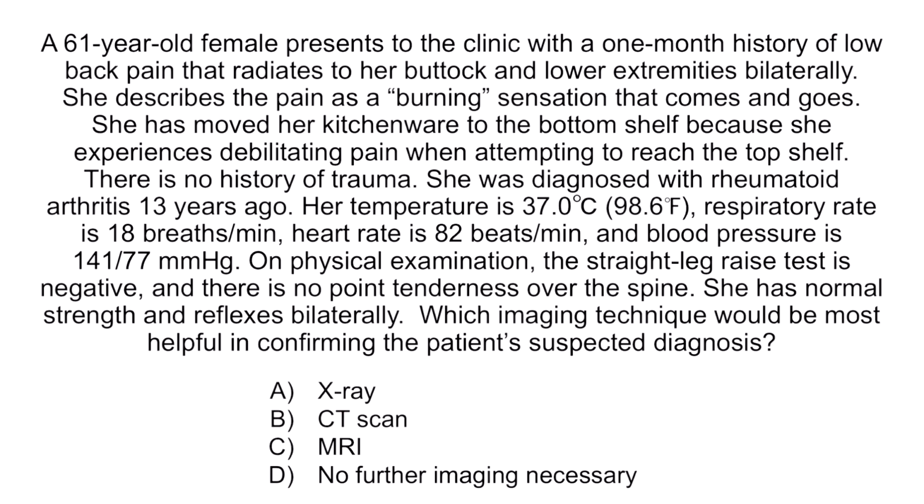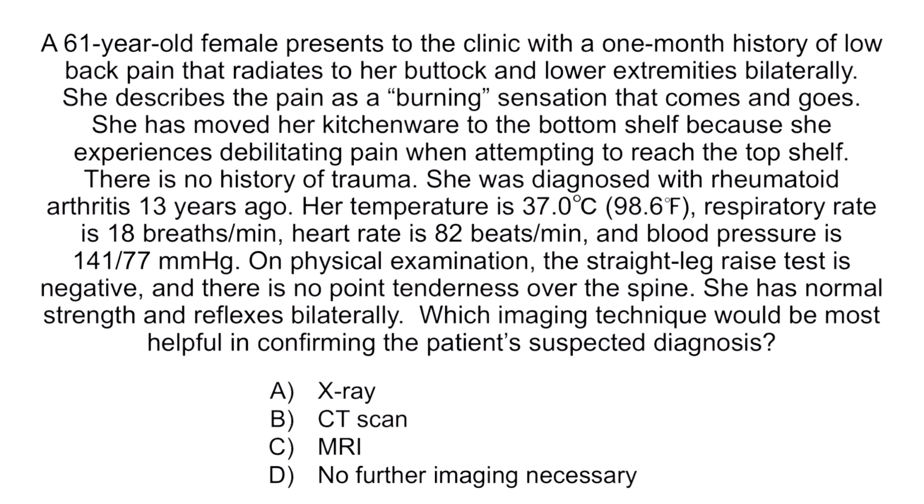A 61-year-old female presents to the clinic with a 1-month history of low back pain that radiates to her buttock and lower extremities bilaterally. She describes the pain as a burning sensation that comes and goes. She has moved her kitchenware to the bottom shelf because she experiences debilitating pain when attempting to reach the top shelf. There is no history of trauma. She was diagnosed with rheumatoid arthritis 13 years ago.